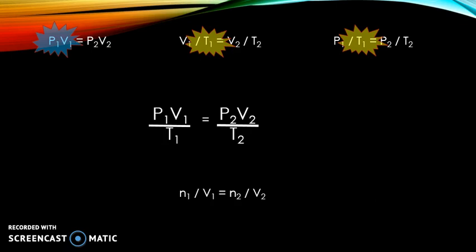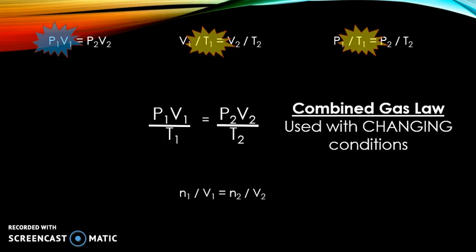This equation is known as the combined gas law, and it's only specifically used when you have changing conditions inside of a problem. And what's even cooler about this law, you only have to remember this one law, but you can derive all three of these minor gas laws back from it.